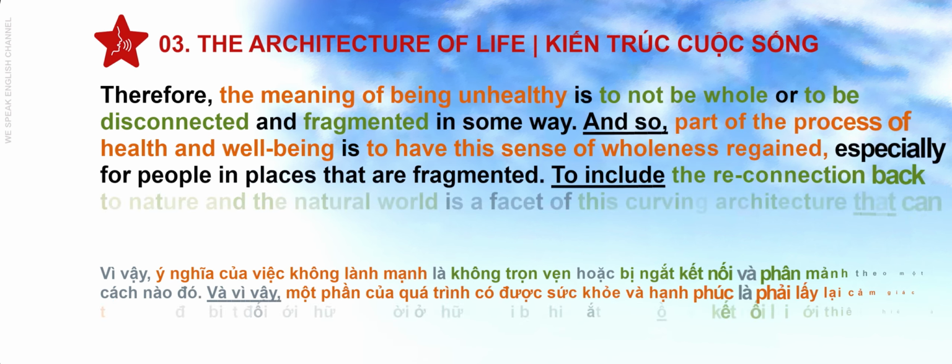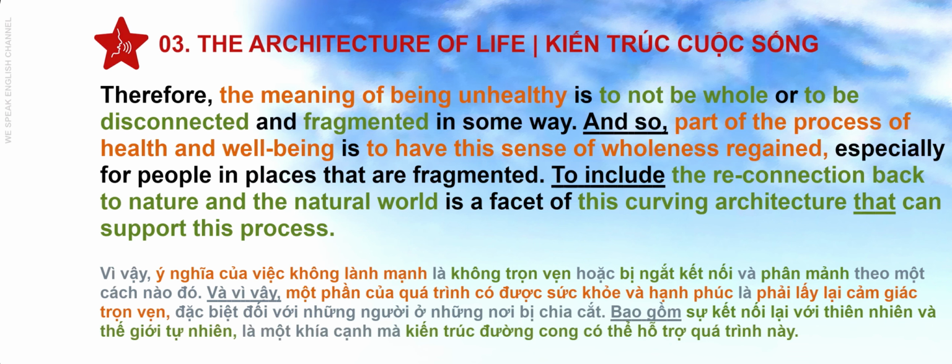Therefore, the meaning of being unhealthy is to not be whole or to be disconnected and fragmented in some way. And so, part of the process of health and well-being is to have this sense of wholeness regained, especially for people in places that are fragmented. To include the reconnection back to nature and the natural world is a facet of this curving architecture that can support this process.